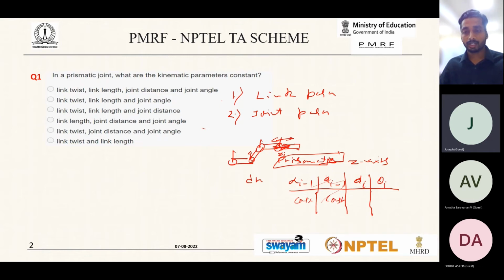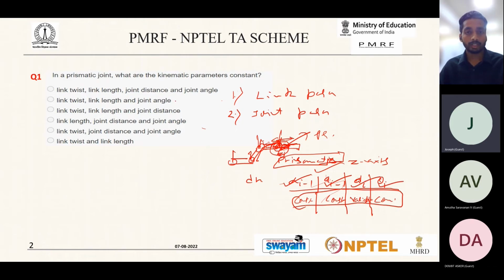Now we come to di and theta i. di represents the joint distance. Here the joint distance will be changing due to the prismatic joint, rather than the angle. That means the distance between the frames here and here will be changing, and that is represented by di. So this will be variable because this is a prismatic joint, and theta will again be constant because the orientation of the frame attached here or here will not change. Rather, the distance between the frames will change based on the movement of this prismatic joint. So the only variable is di, and the other three are constants. The constants are link twist, link length, and joint angle. So the correct answer will be the second.